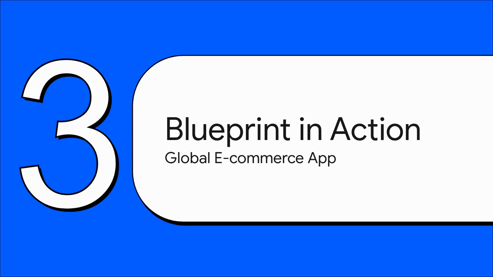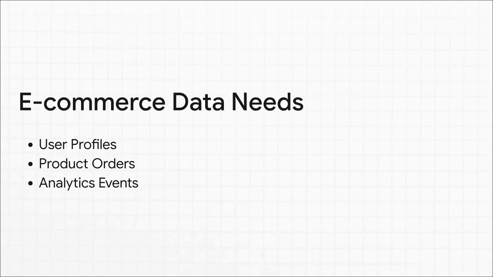All right, enough theory. Let's put this all into practice. We're going to grab our toolkit and our compass and actually try to architect a real-world example, a global e-commerce app. So our app basically has to handle 3 different kinds of data. You've got user profiles with their names and addresses. You've got the product orders themselves, the actual transactions. And you have analytics events, tracking what people click on. The key thing to realize is that each of these has totally different requirements.